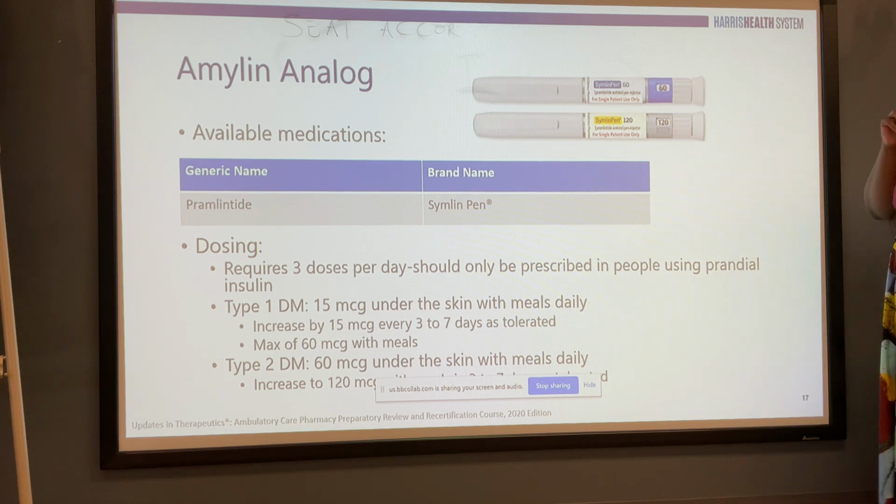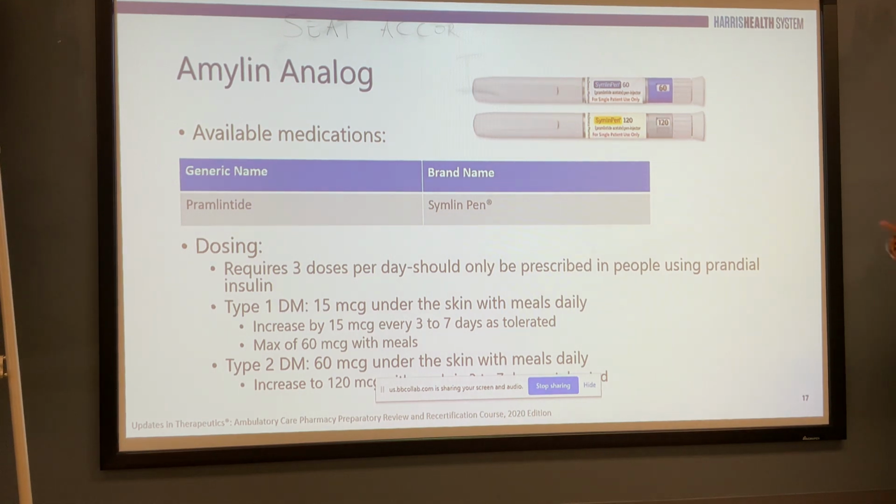All right, so the dosing schedule is different. If a patient is living with type 1 diabetes, the recommended dosing is 15 micrograms under the skin with meals 3 times a day. So this is something that we'll inject 3 times a day. And you can titrate the dose by increments of 15 micrograms up to a max dose of 60 micrograms with meals 3 times a day.